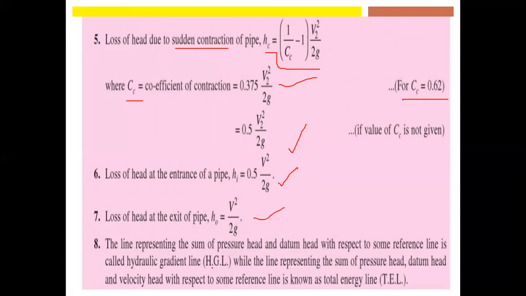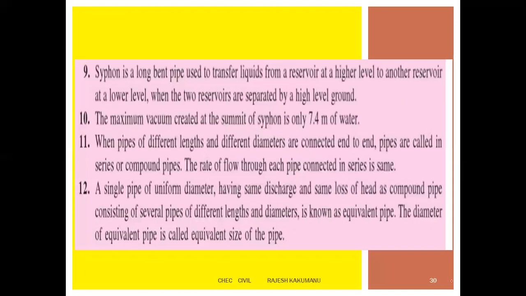Then we have a few definitions like hydraulic gradient line and total energy line. The line representing the sum of pressure head and datum head is known as HGL. When the sum total includes the pressure head, datum head plus velocity head with respect to some reference line, it is nothing but TEL. The siphon tube, we don't have this one. Maximum siphon, no, we don't have this one.